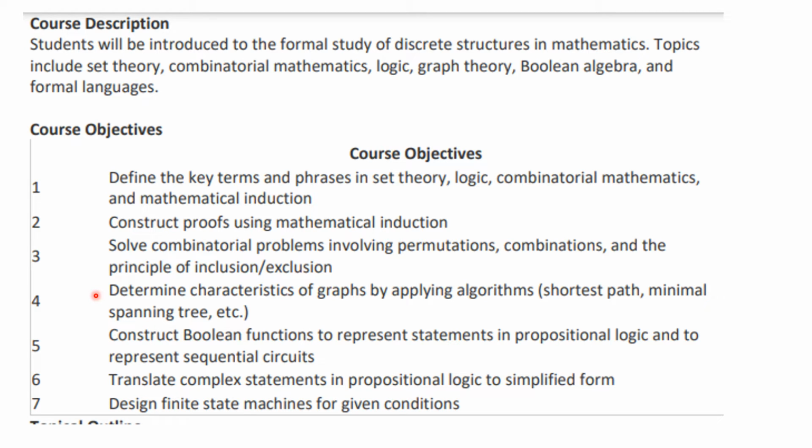Determine the characteristics of graphs by applying algorithms for the shortest path, minimal spanning tree, and so on. Construct Boolean functions, those are expressions involving disjunctions, conjunctions, and implications, to represent statements in propositional logic and to represent sequential circuits. And sequential circuits is the same thing as finite state machines. Number 6, translate complex statements in propositional logic to simplified form and design finite state machines for given conditions.